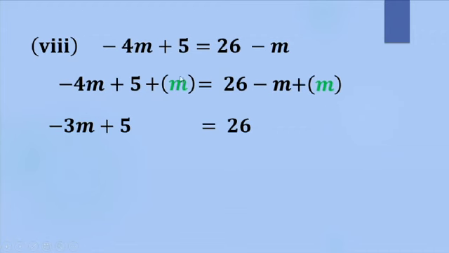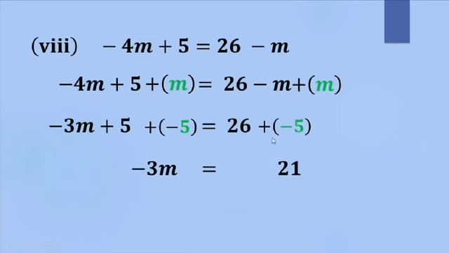Now I need to send this 5 to the other side. So I add the additive inverse of 5, which is minus 5, to both sides of my equation. So I have minus 3m equal to 26 minus 5, which is 21. And here 5 minus 5 will give me 0. Now I have minus 3m equal to 21. So I multiply by minus 1/3 to both sides of my equation. And I get m equal to minus 7.